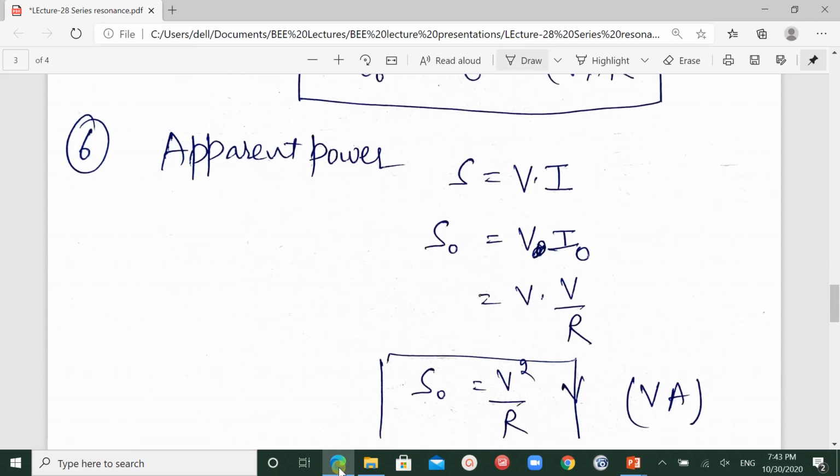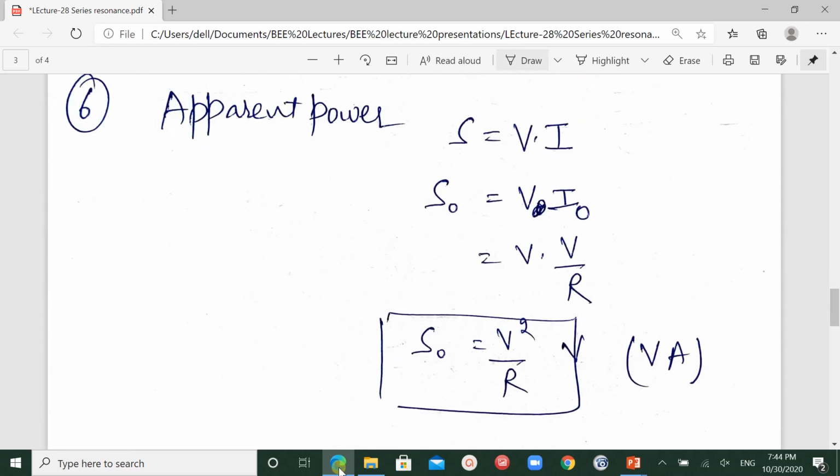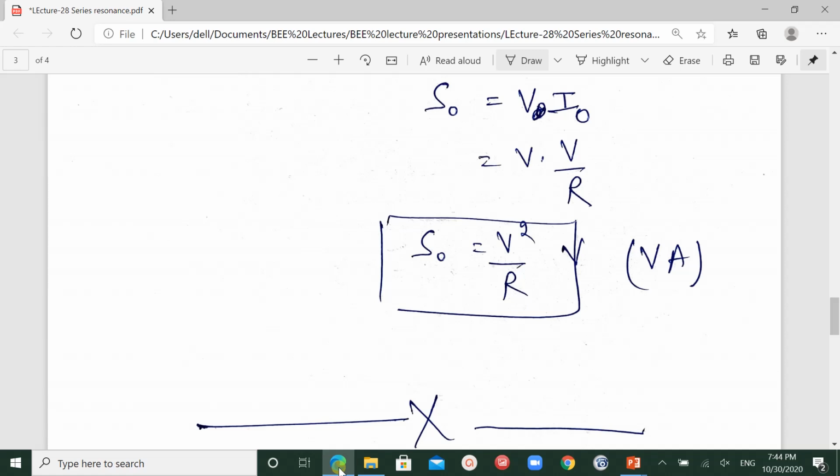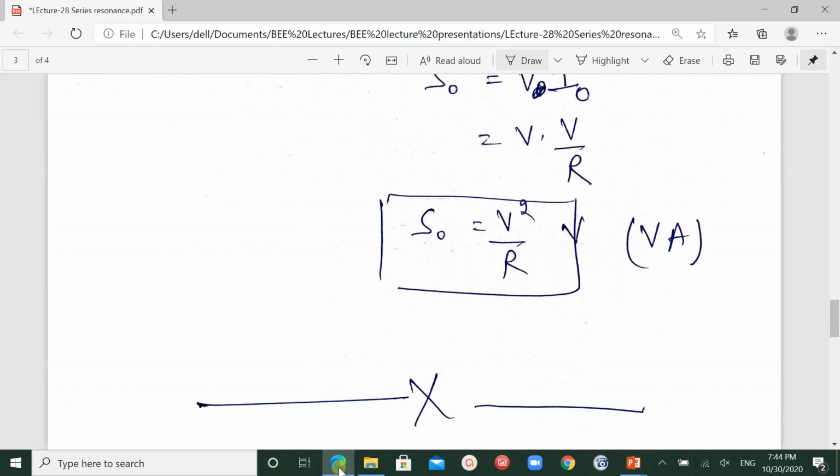Then apparent power, S is equal to VI, V into I naught, where I naught is equal to V upon R, so S naught is equal to V square upon R. So this is our apparent power. This is the apparent power formula.